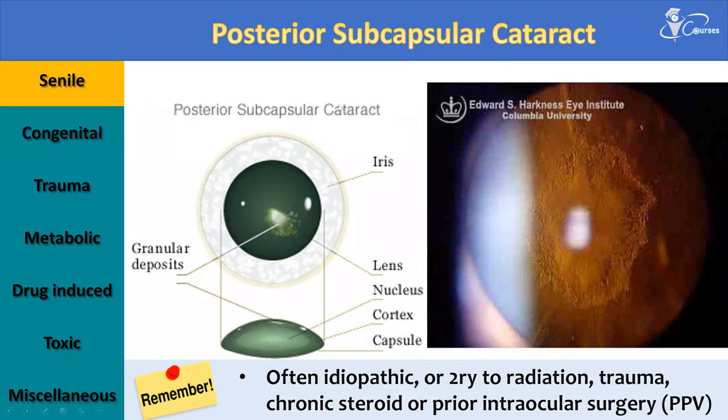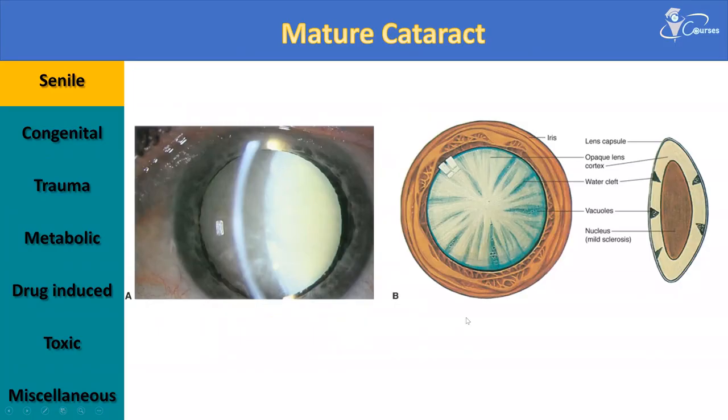This kind of cataract tends to progress very rapidly. The posterior subcapsular cataract progresses very rapidly and will cause more visual debilitation, unlike, for example, the cortical cataract, as it is more peripheral. Okay, this is for the posterior subcapsular cataract.